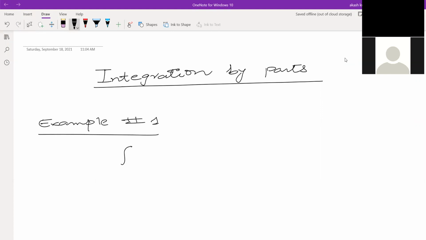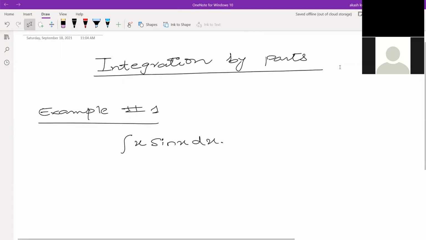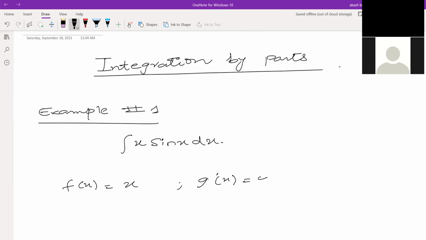Example number 1 is integration of x sin x dx. Let's take f of x as x and g dash of x as sin x dx. Okay, so first we start by figuring out which one's which.